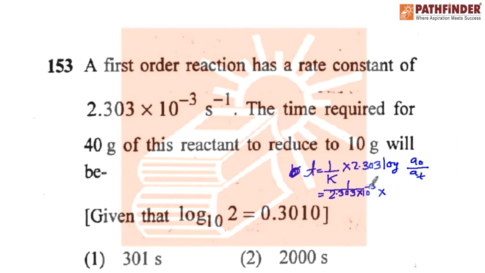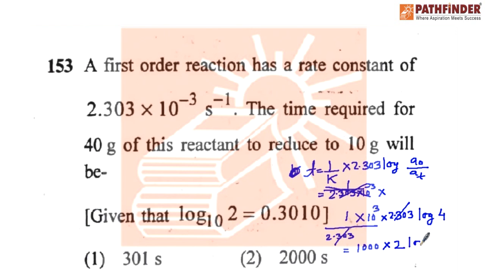Ultimately it is 1 by, I am writing it freshly, 1 by 2.303. Instead of writing 10 to the power minus 3 in the denominator, I am just writing 10 to the power 3 here. Now it will be into 2.303 into log of, now see, 40 grams has been reduced to 10 grams. So ultimately it will be 40 by 10, which is log 4. Log 4 means 2 log 2. This and this get cancelled. So ultimately 10 cube, that means 1000 into 2 log of 2.